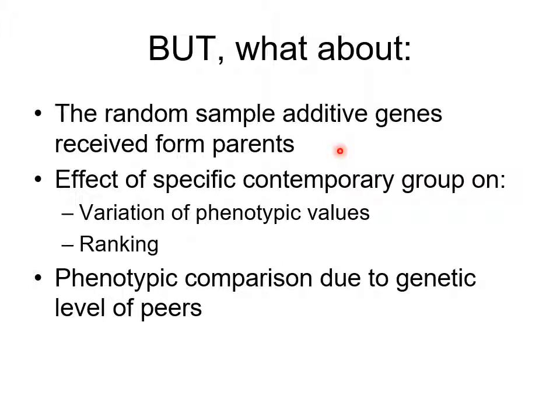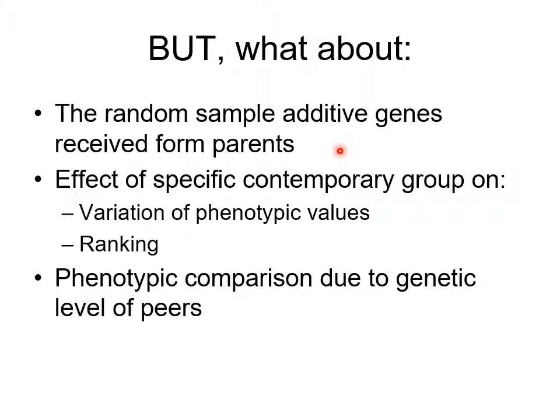The other question is, what is the effect of a specific contemporary group on the variation of the phenotypic value? So maybe where you have an environment that is not very suited for production, you might have a bigger variation around the mean. So the best animal will be very far removed from the mean and will have a very high breeding value prediction. Or the same could also be true for an animal on the lower end of the scale.